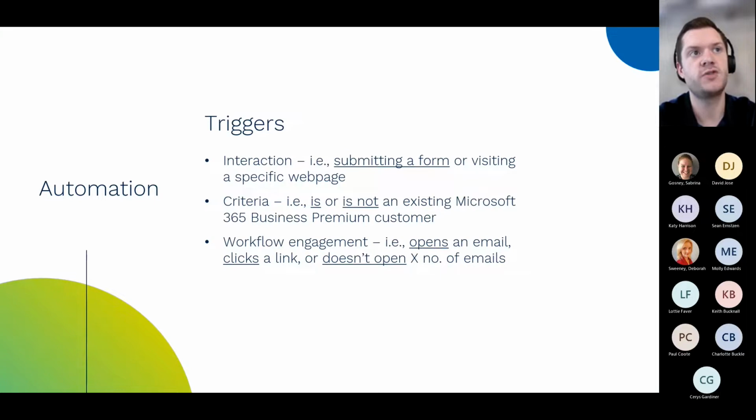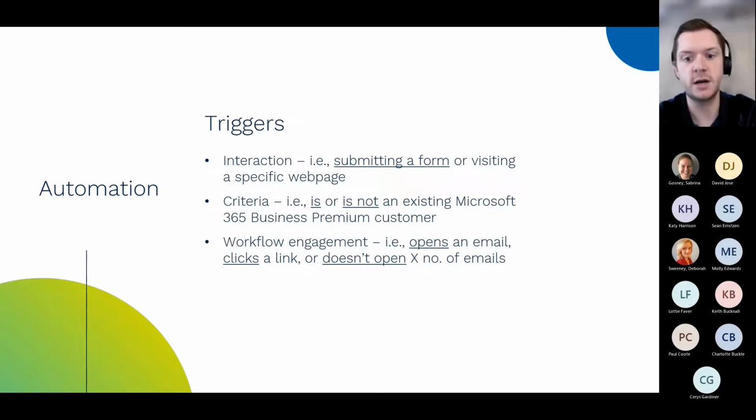So in terms of how we can trigger, there's just 3 different examples here, but there are an abundance of different ways depending on what data you've got available. The more sophisticated your CRM system is, the more data you'll have available to you. So just 3 of the very, very common ways that you can trigger is based on an interaction.